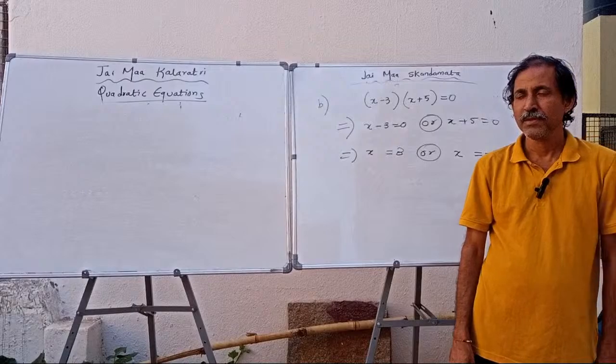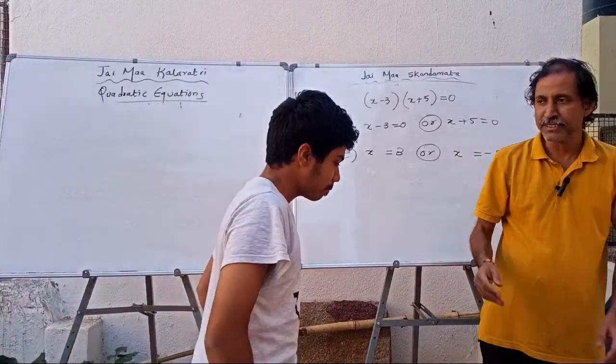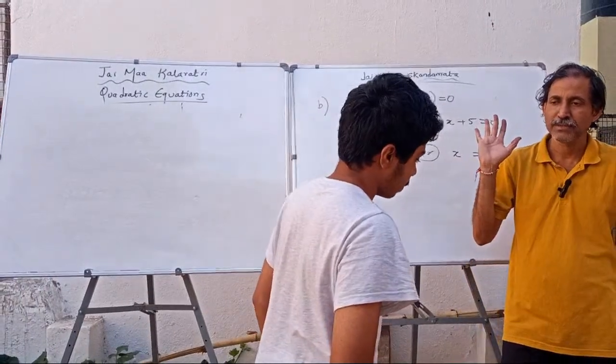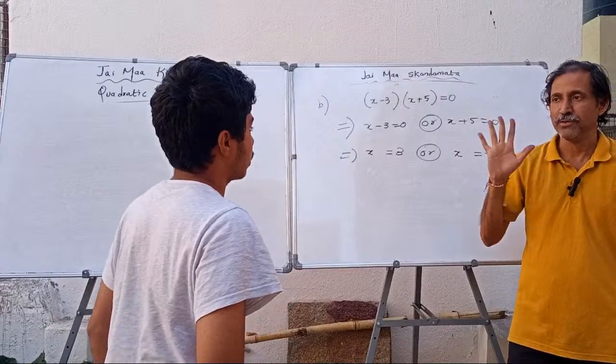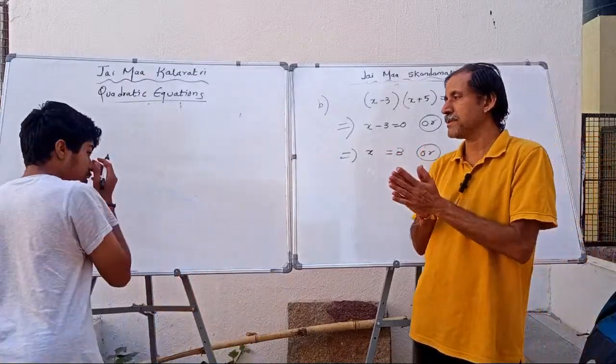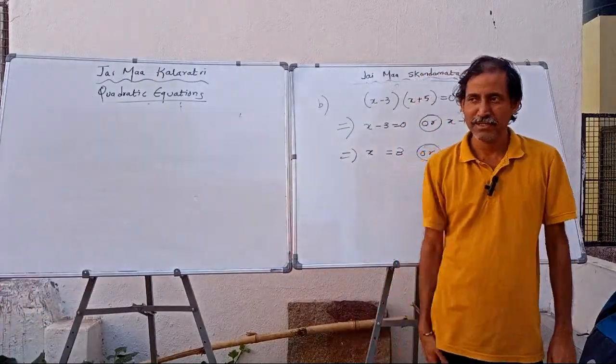I didn't understand. See, if 4 is the root of the equation, it is saying 4 should satisfy this equation. X is equal to 4. When you put it, LHS becomes 0. That's all he is saying. So do it.